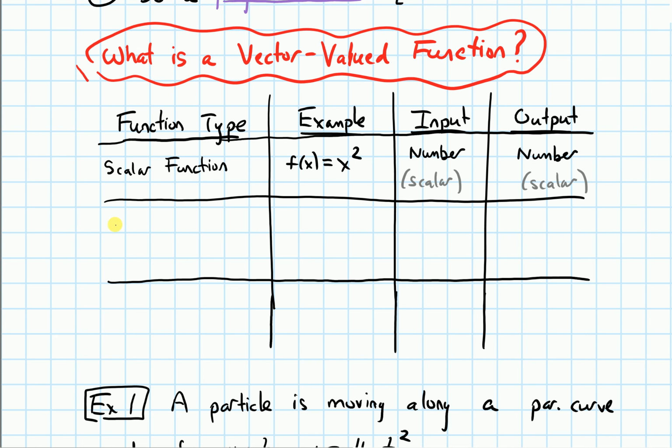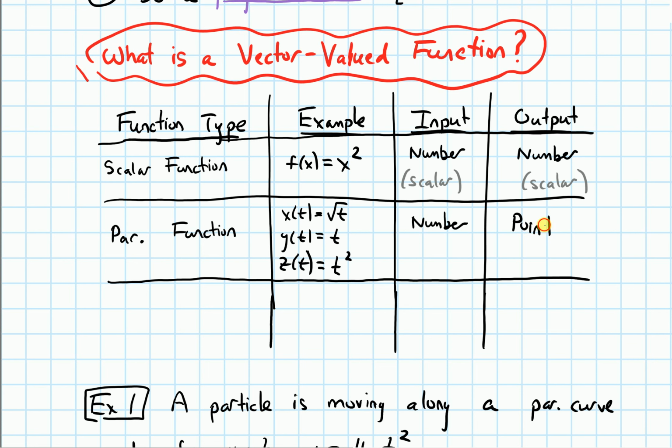We have also seen parametric functions. So I'm just going to abbreviate PAR for parametric. An example of that would be something like x of t equals root t, y of t equals t, and z of t being equal to t squared. So that's an example of a parametric function. The input here is a number. We plug in a value for t. But the output now will be a point because we get an x coordinate, a y coordinate, and a z coordinate in the example that we just gave.